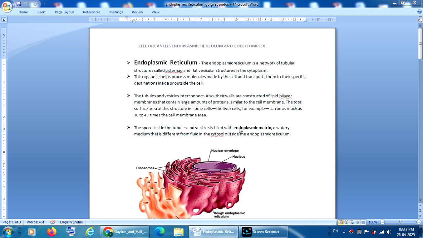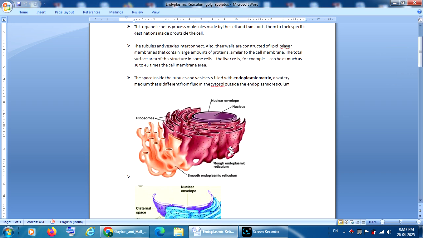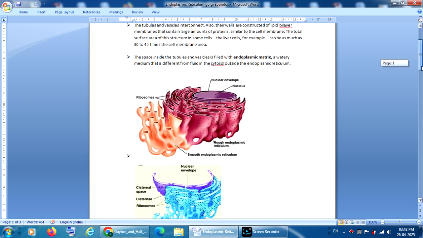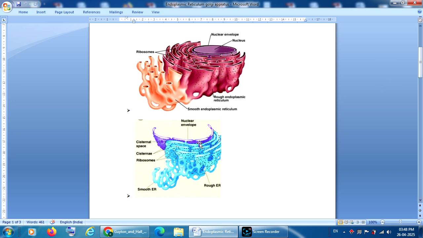Okay, coming to the endoplasmic reticulum, it is a network of tubular structures called cisternae and flat vesicular structures in the cytoplasm. So how does it look? It has tubular structures. See here in the picture you can see the endoplasmic reticulum. It is like tube-like structures. This green one is endoplasmic reticulum.